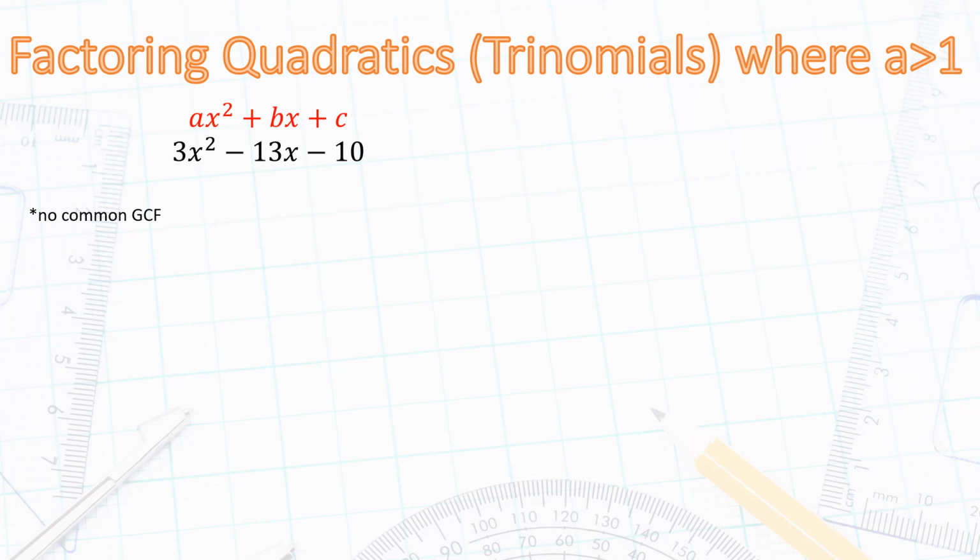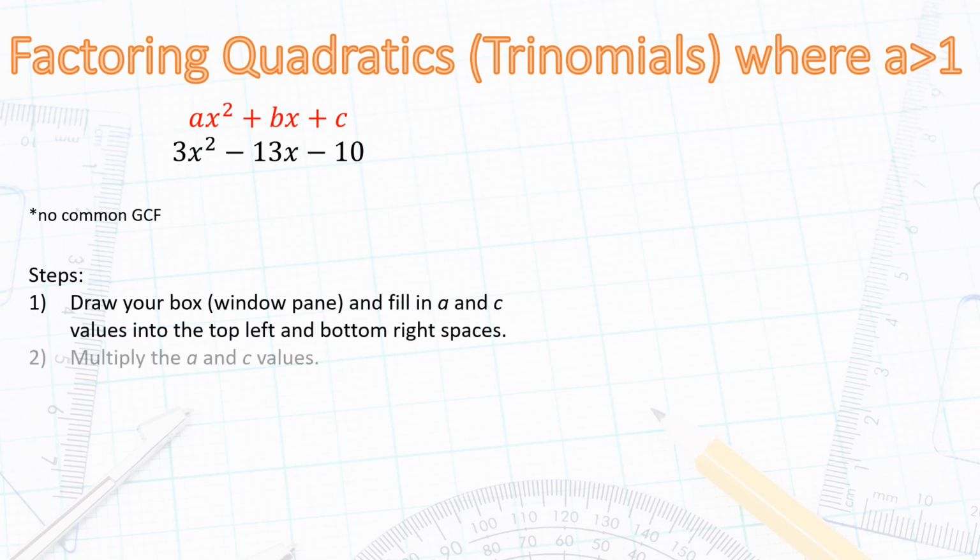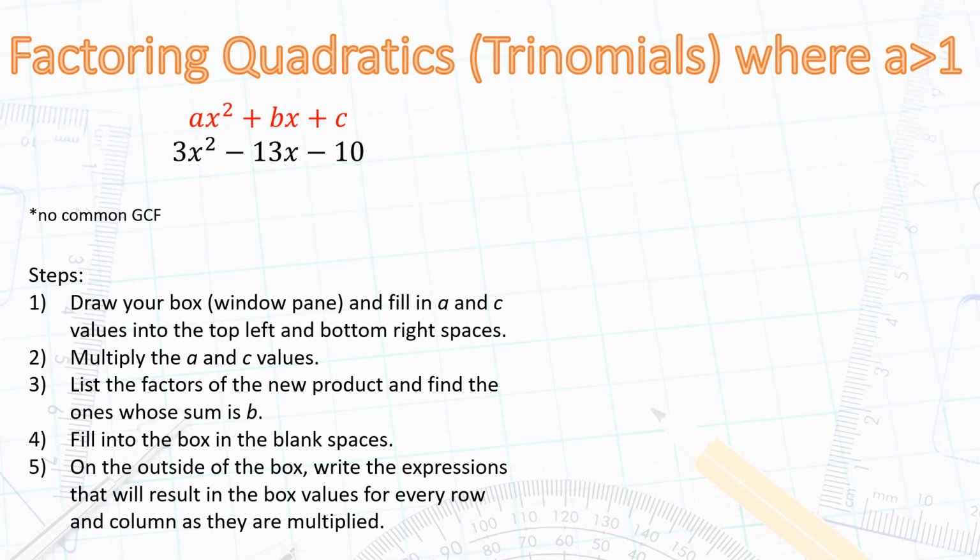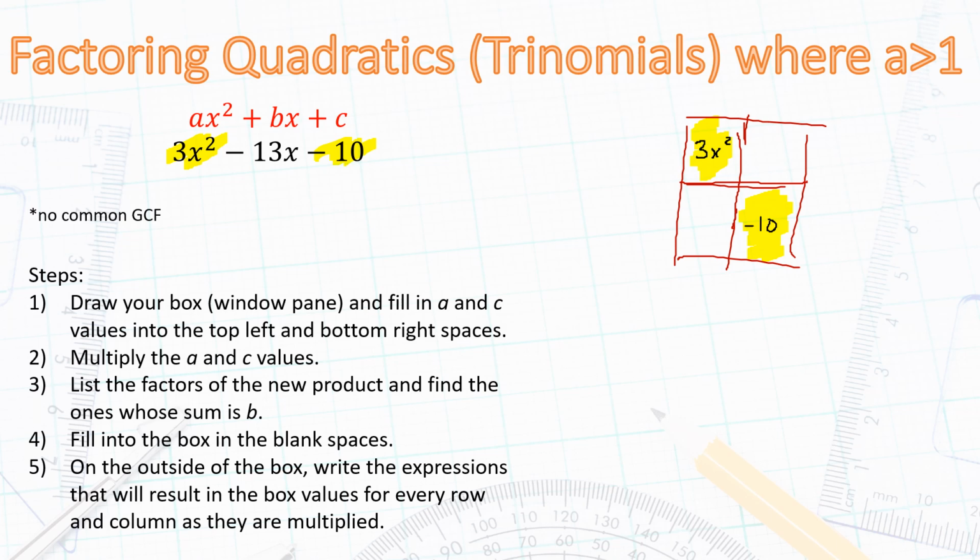So I'm going to have a bunch of steps laid out here for you. They're going to be on the left, and then I will show you these steps on the right. So the first one, draw a box or window pane. It's a box that's divided into 4 equal pieces. What's going to go in the top left and bottom right are our lead term and our constant. So we're going to have 3x squared go in the top left and the constant go in the bottom right. So you get to load those in straight away.